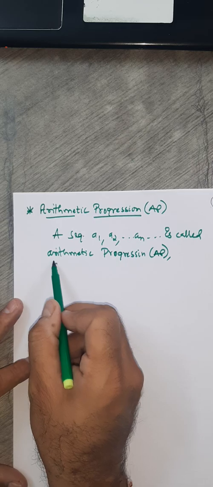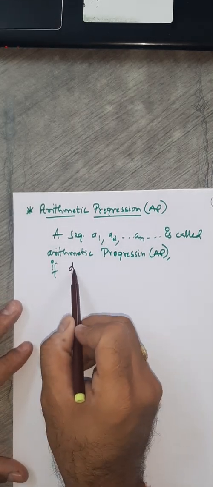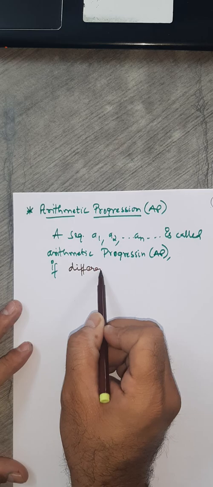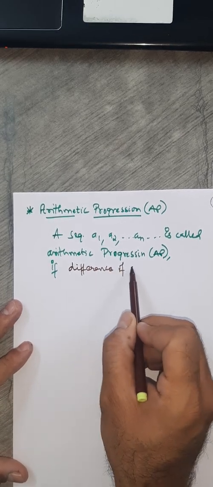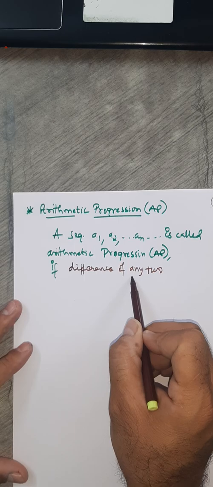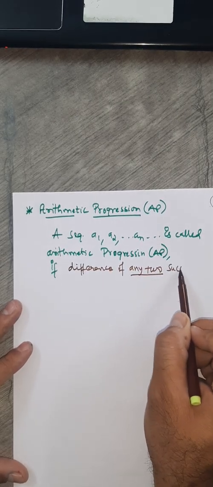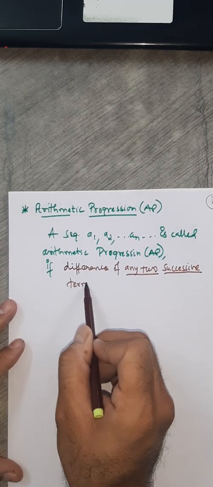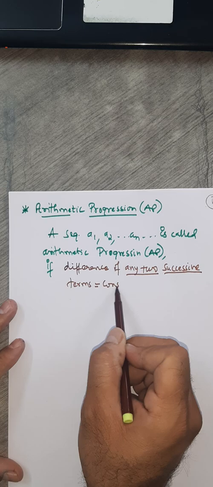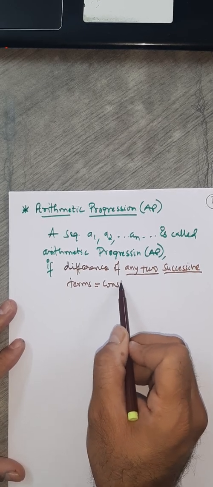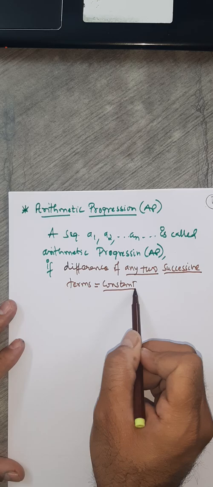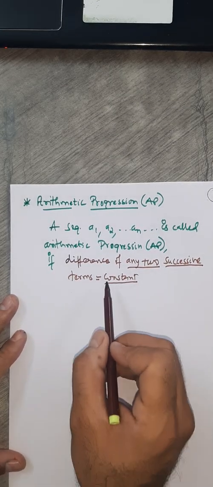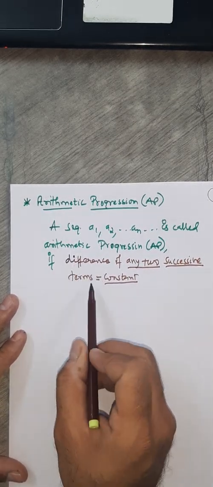If, what's the definition? Recall, the difference of any two successive terms, if you take any two successive terms, is equal to a constant. Is a constant. Then it is called which sequence? Arithmetic sequence or the progression.